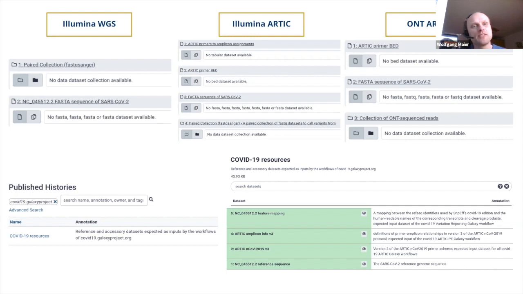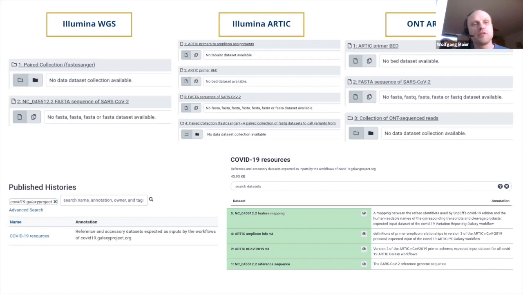So these are the input masks that you will be presented with when launching the Illumina whole genome sequencing workflow, the Illumina Arctic workflow, or the ONT Arctic workflow. And you really will only be asked for your input data, the FASTQ Sanger reads, and of course for the reference sequence. And then in case of Arctic, it will also ask you about a primer bed file, and sometimes about an Arctic primer to amplicon assignment.